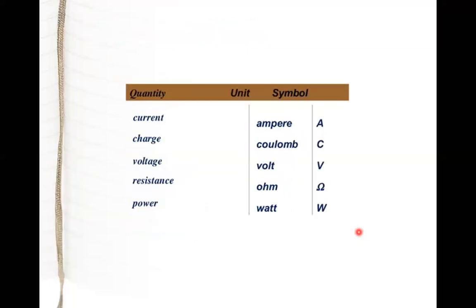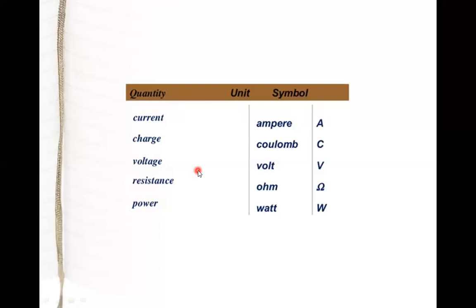Now related to electronics, the physical quantities: if we take a quantity called current, the unit will be ampere and the symbol is capital A. Current we can define as the rate of flow of charge, dq by dt. The unit is ampere and the symbol is A. The charge's unit is coulomb, symbol C.